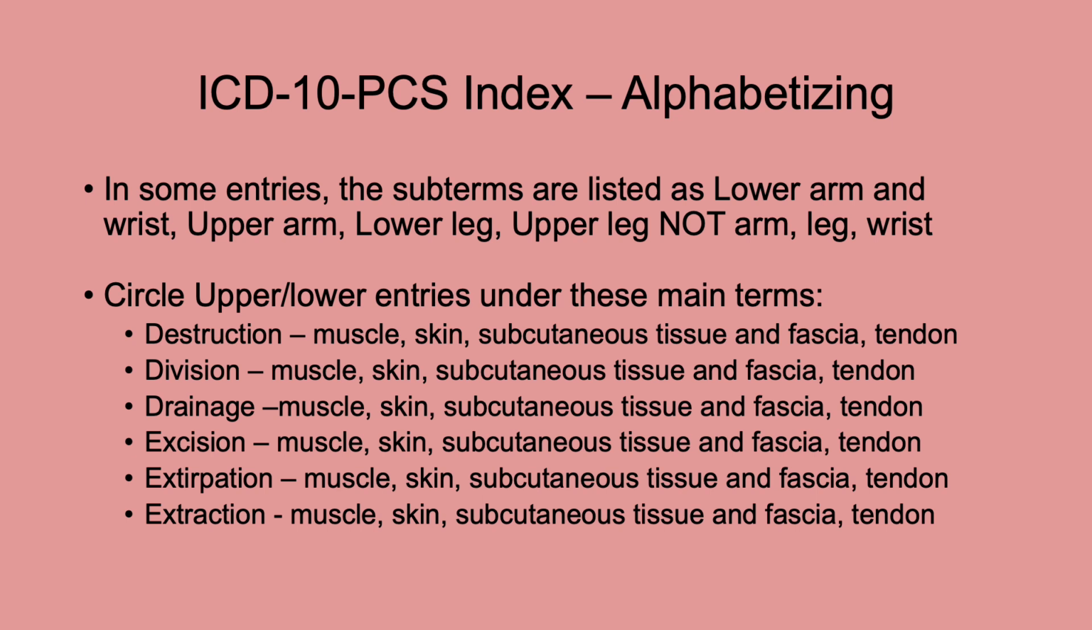Destruction is the main term, and the subterms are muscle, skin, subcutaneous tissue, and fascia and tendon. Under division, same subterms. Drainage, same subterms. Extirpation, same subterms. Extraction, same subterms. Now you may want to stop this video periodically so you can get all of these down and write them in your book, or you can just send me an email and I'll send you a copy of the slides. Either way, whatever works for you.